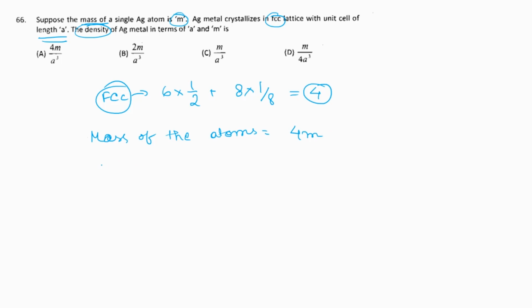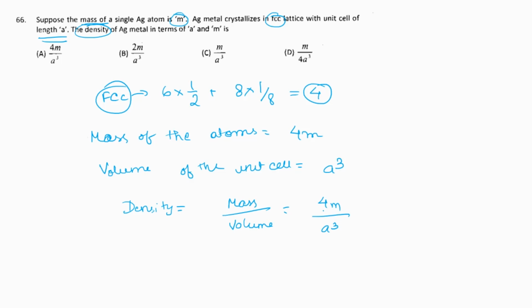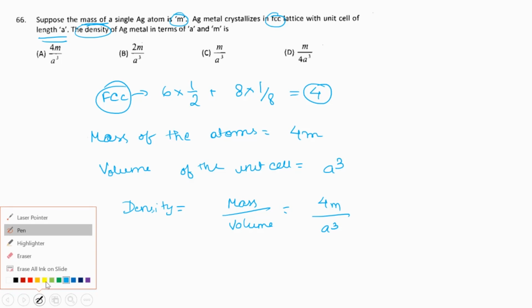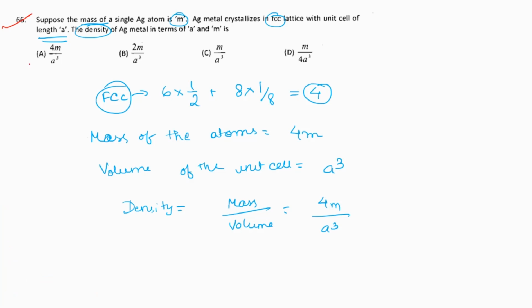Now, basically, it's a unit cell. So the unit cell is just a cube, you can consider it. And when the edge length of a cube is given, we know that the volume of the unit cell, that becomes a cube. Now density is simply what we know as mass by volume. So mass is 4m, volume is a cube. So my answer here is 4m by a cube. That is answer A.